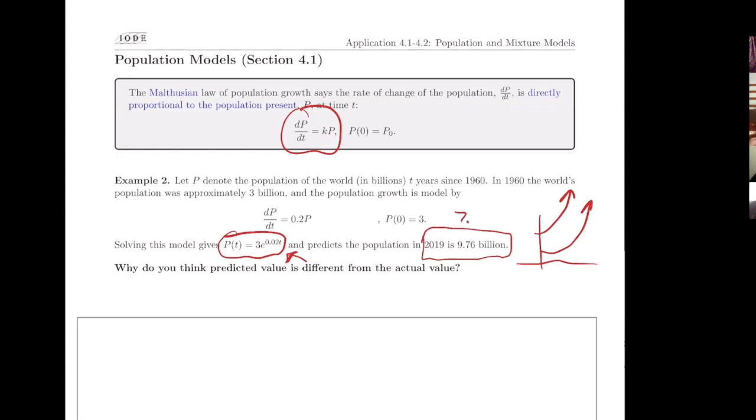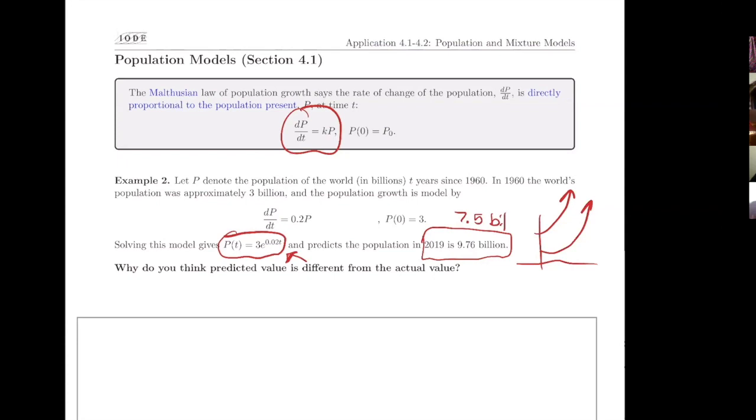The world's population, I don't know exactly what it is. It's something close to like 7.5 billion. So we're off, right, by a lot here, by like 2 billion people. So what do you think is wrong with the way we set up this model as it stands?